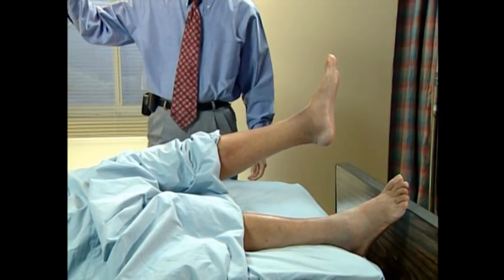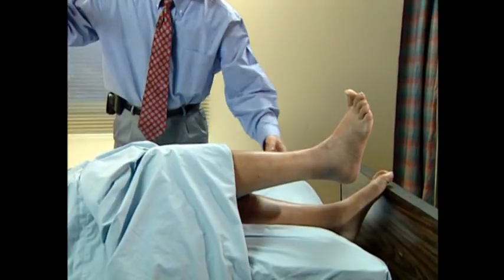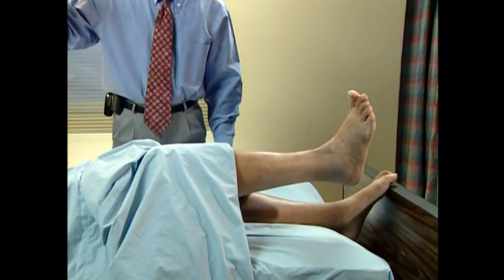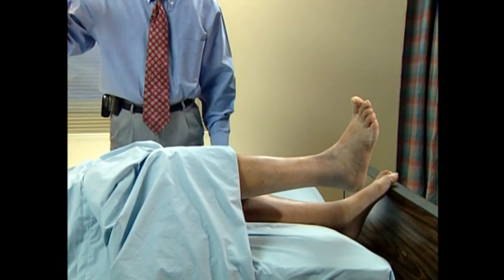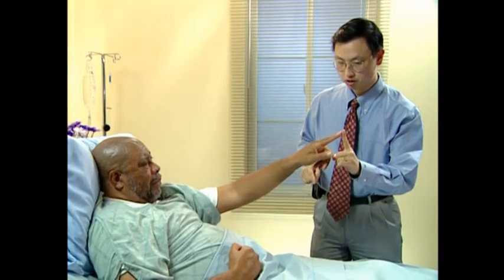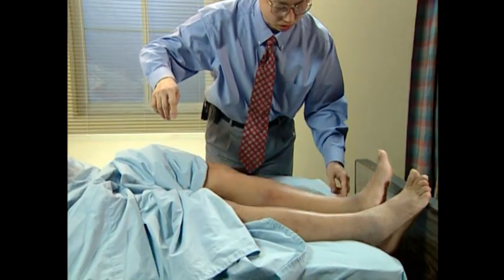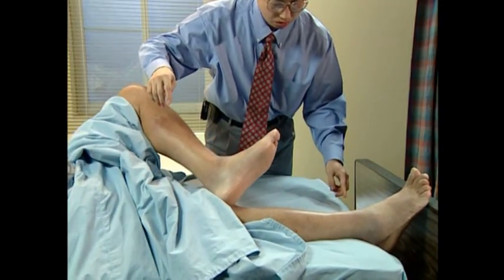1, 2, 3, 4, 5. Good. 1, 2, 3, 4, 5. Okay. Do it back and forth. Good. Good job. Try to see if you can do it. Okay. Do it slowly. Run it straight down.